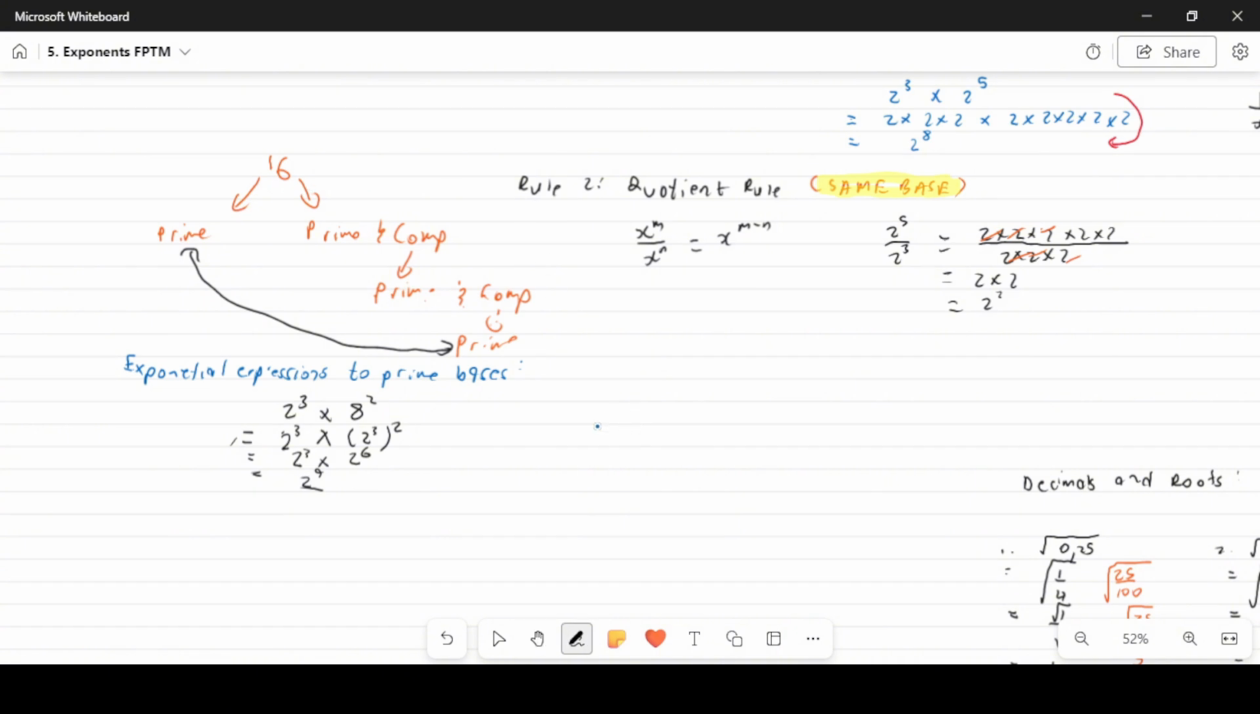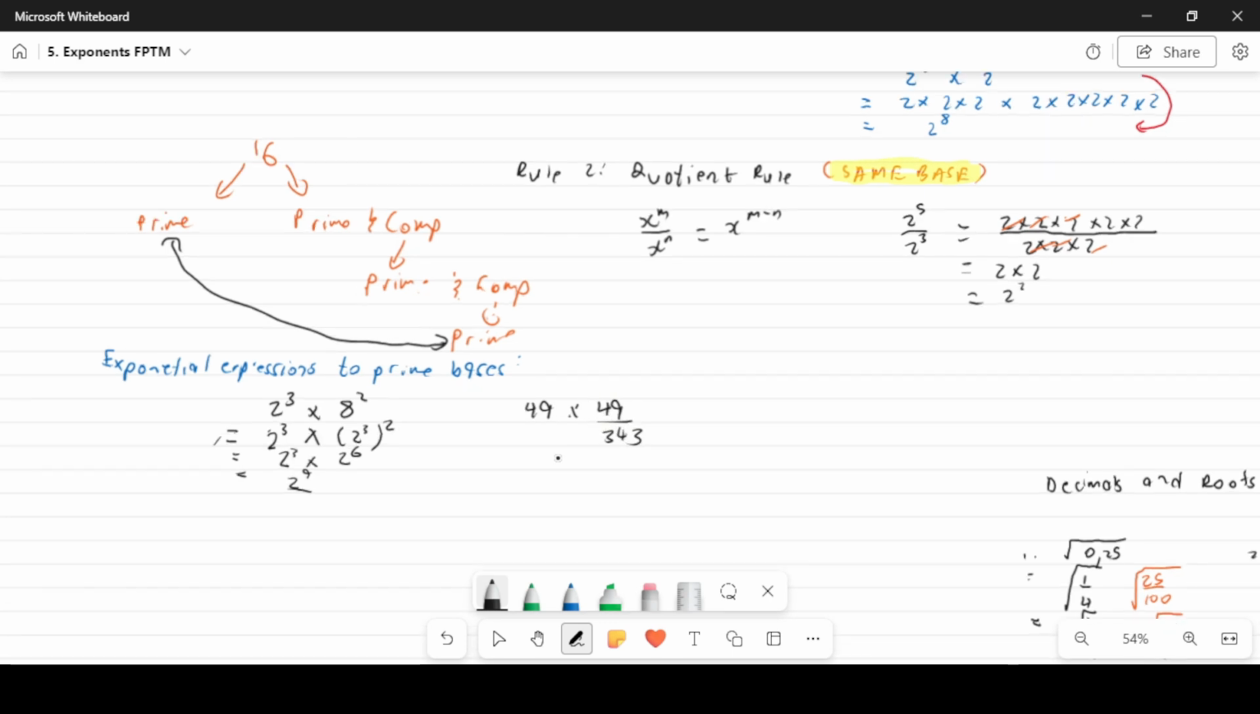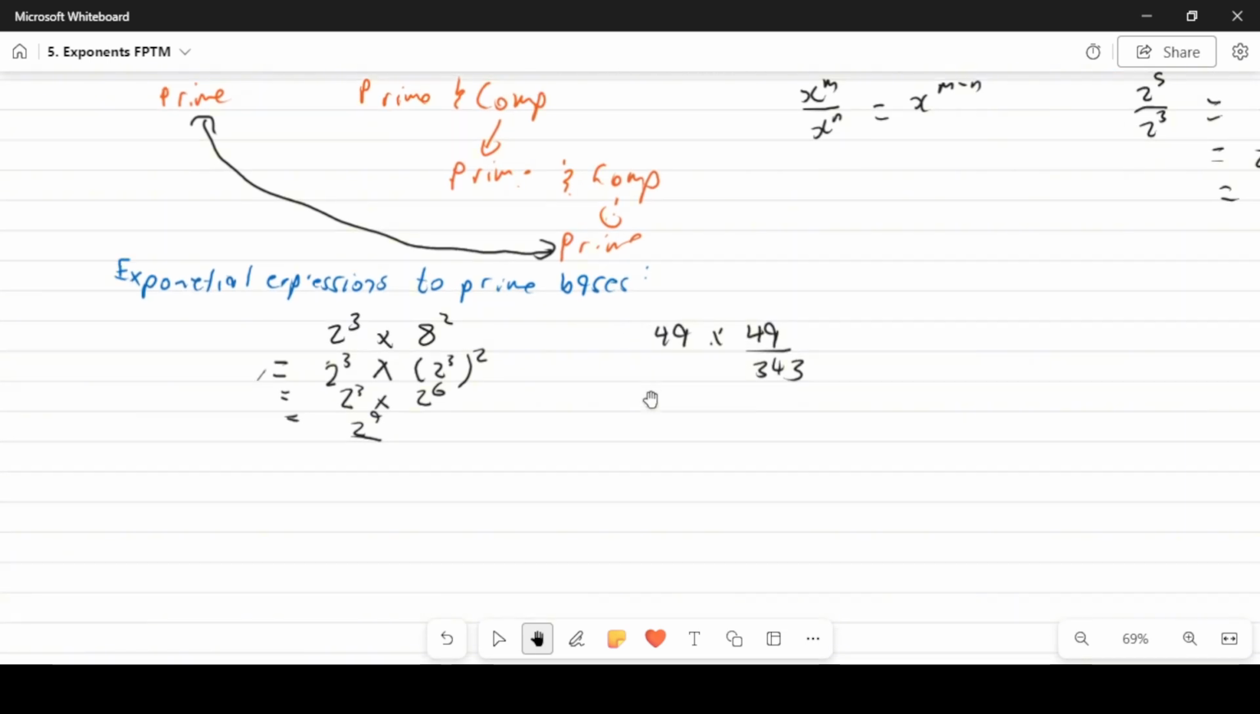Now let's do another example. Let's say that we have 49 times 49 over 343. Let me zoom in here. Let's say that we have this here. If you have to do this, there's no rule at this point using exponential rules that will be able to multiply this. So what do we have to do? We have to re-express the bases as prime bases. 49 can be re-expressed as 7 squared.